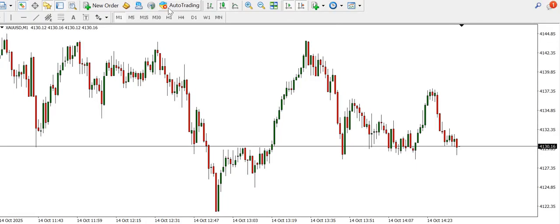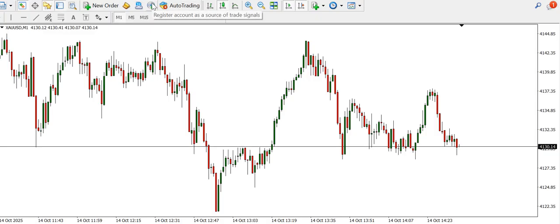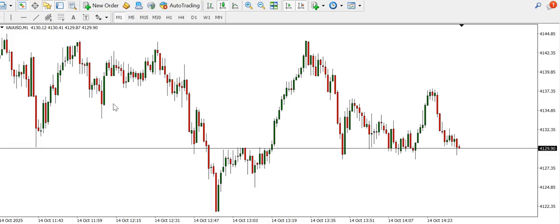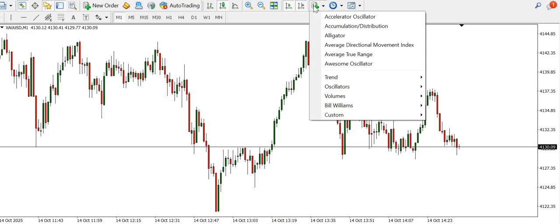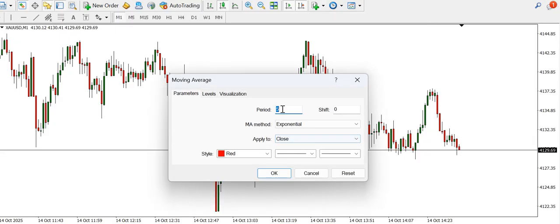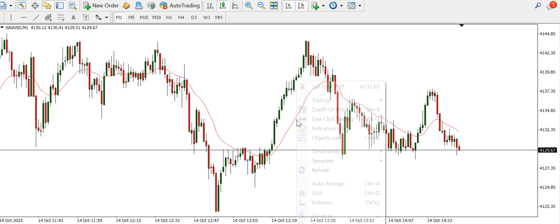Today we'll be looking at how we can scalp gold using the Mega Smash strategy on the 1 minute time frame. The first thing is to load the 21 EMA moving average on the MT4. Okay, that's my 21 EMA.